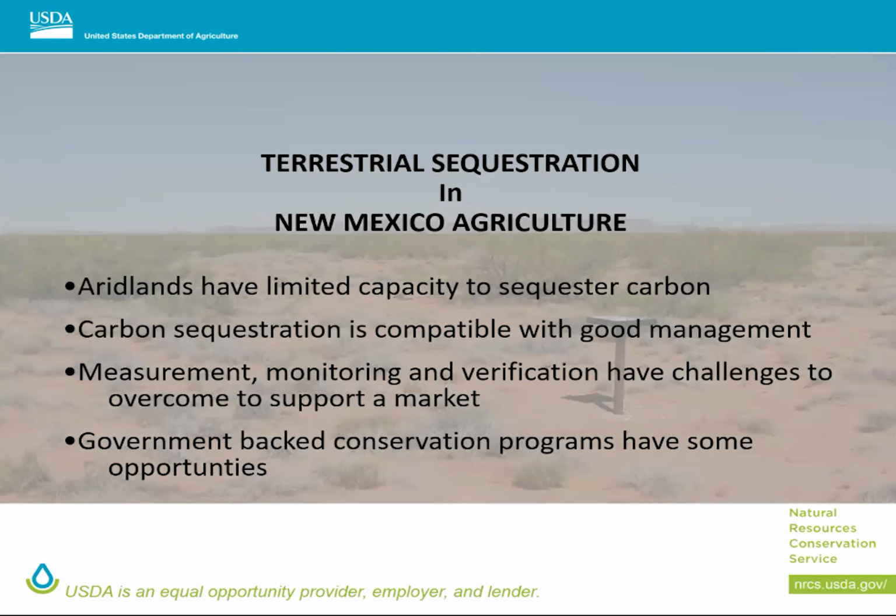The measurement, monitoring, and verification have challenges to overcome to support a market, especially on arid rangelands. And then finally, government-backed conservation programs probably have some opportunities that a private sector market would not necessarily have for us, given all of our inherent constraints.